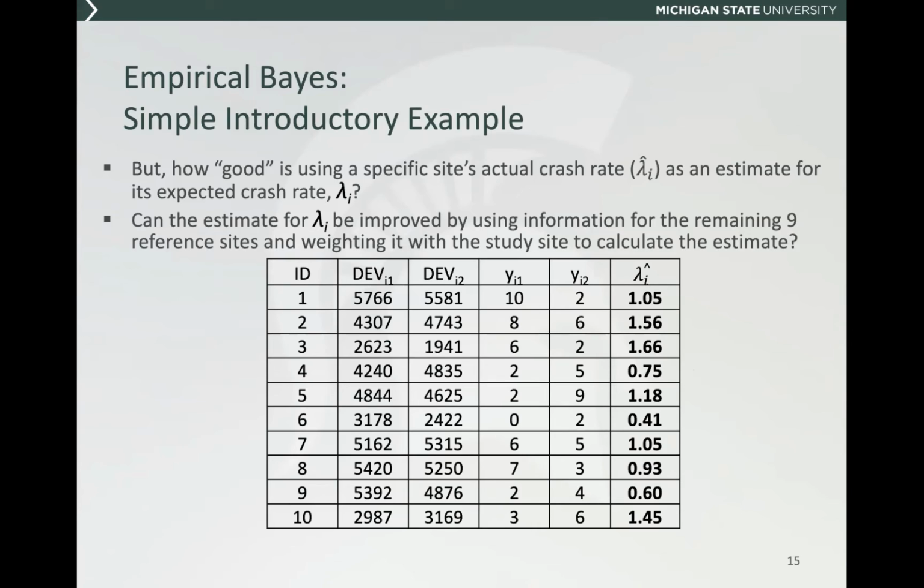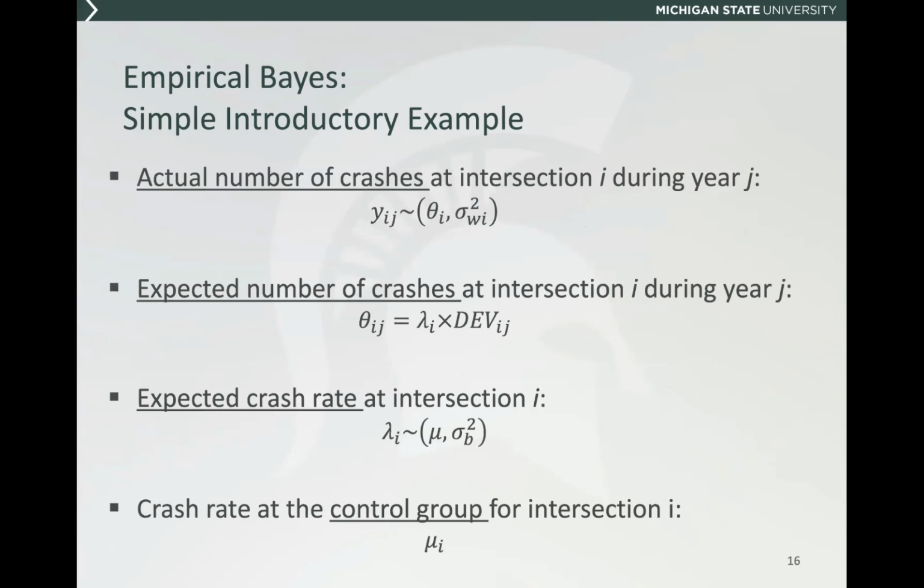And so from our perspective, a fundamental question here is, how good are these site-specific crash estimates in forecasting performance? And can we use information from the other 9 sites to improve the estimate of what we would see at that individual site? That's what we're trying to do with the empirical Bayes method from a big picture perspective.